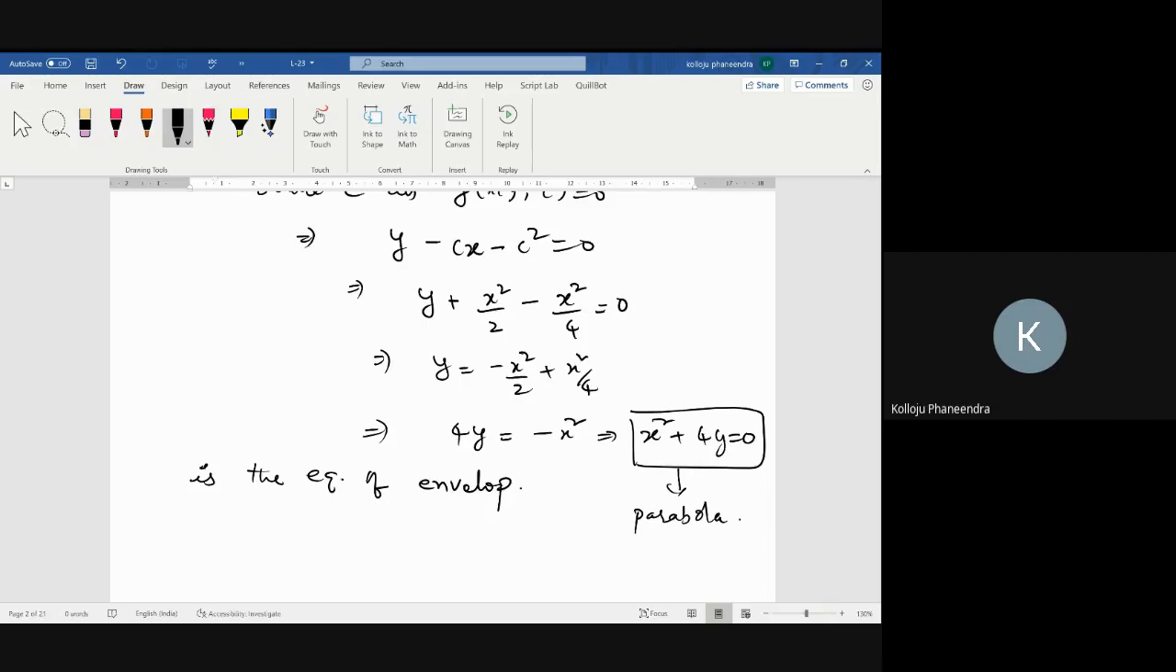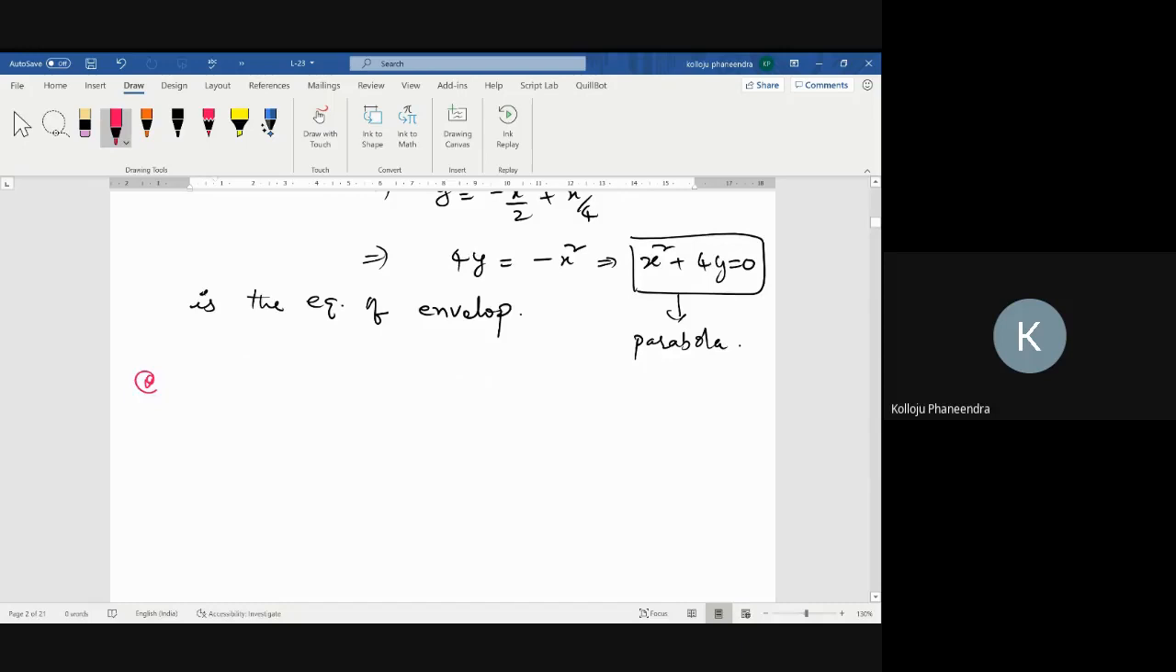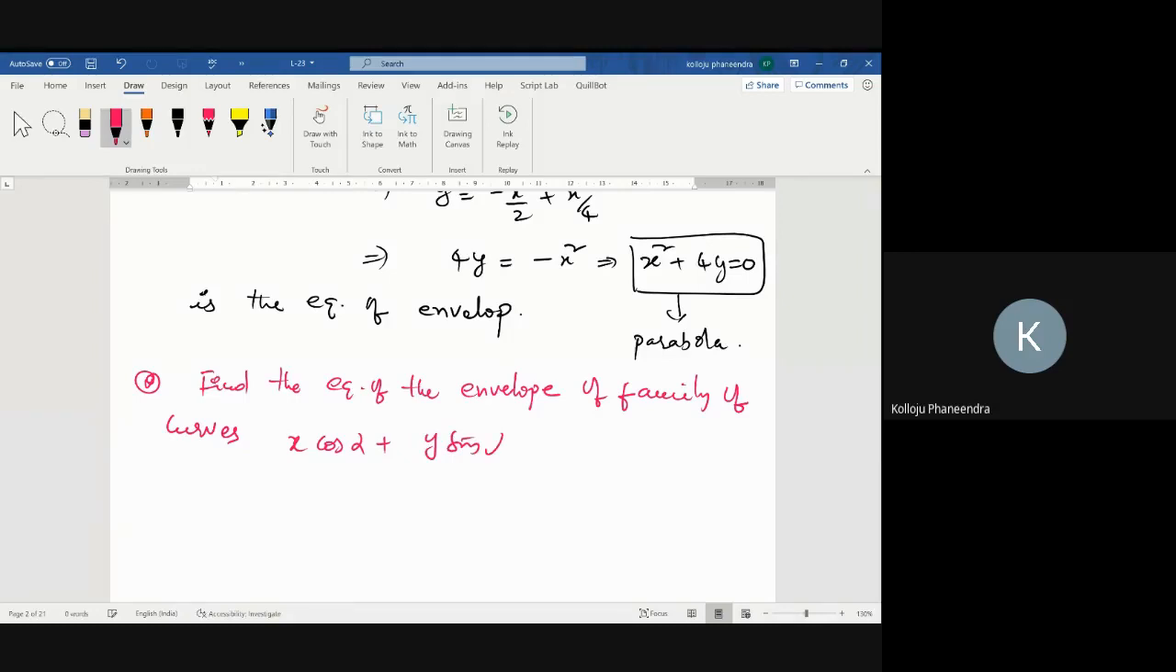And I told one problem, no? That circle. Yeah. Take this problem. Find the equation of the envelope of family of curves x cos alpha plus y sin alpha equal to p where p is a constant. This p is constant.